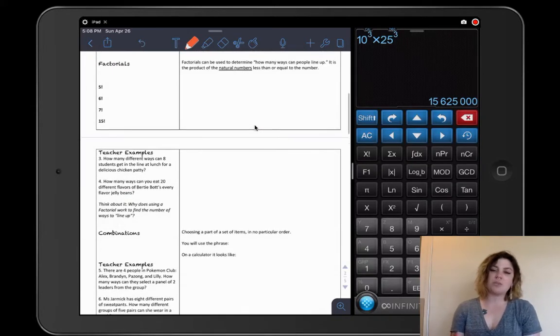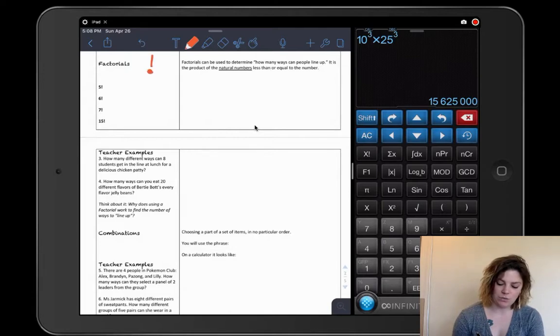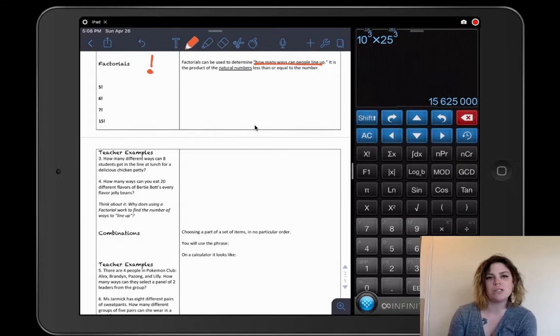We have factorials next. Factorials are a really, really cool counting strategy. And the symbol that we use for factorials is an exclamation point. It's kind of fun. So there's a few different things that we need to know about this. So factorials are used to determine how many different ways people can line up. It is what's called the product of natural numbers less than or equal to that number. So let's look at a couple examples just using factorial, and then we'll look at the word problems that go along with it.